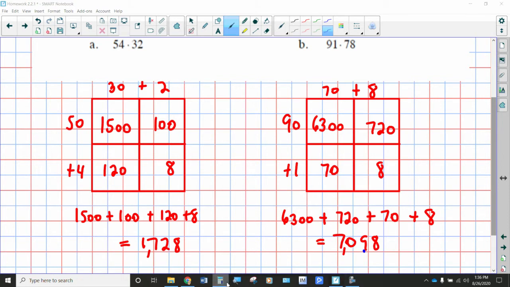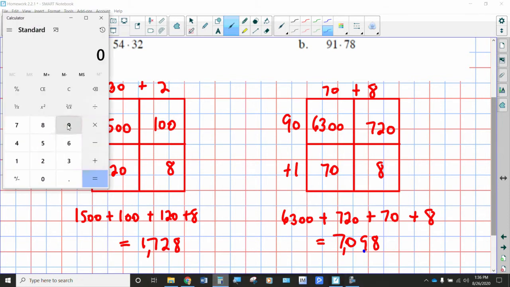And if you were ever doubtful that that was true, well, go ahead and show it on your calculator. 91 times 78, oops, I hit it twice, is 7,098. That's what we got right there.